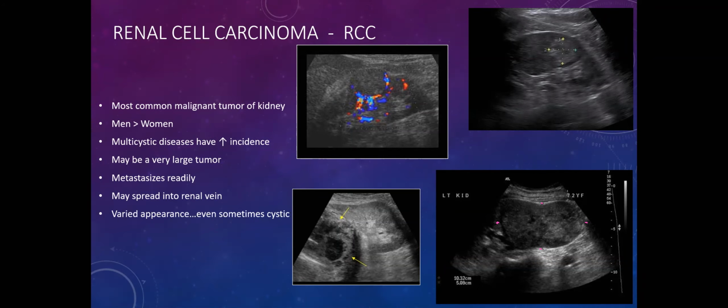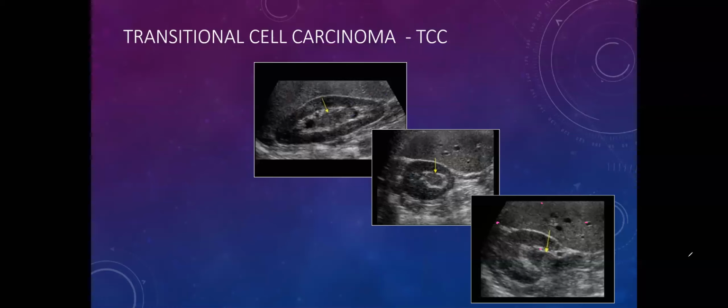So a varied appearance on renal cell carcinomas: from hypoechoic, hyperechoic, small, large, sometimes even cystic. So, and that's pretty much it. Most common malignant tumor, the renal cell carcinoma.